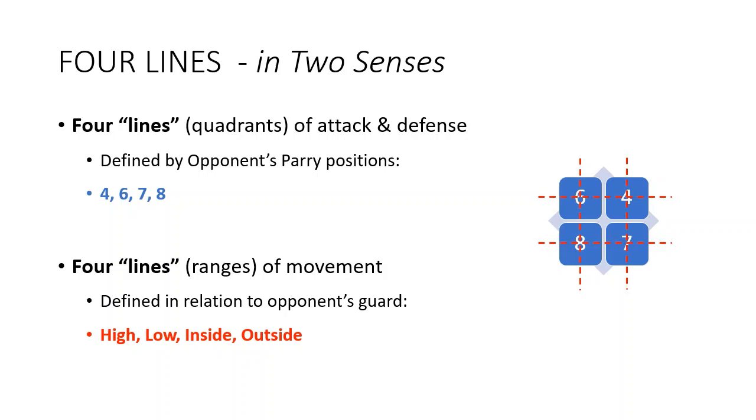On the other hand, we may speak of lines as ranges of movement. If an attack begins in one line and finishes in another, then the range of movement of the action can be defined in relation to the opponent's guard. We may move within the high line above the opponent's guard, the low line below the opponent's guard, the inside line, or the outside line.